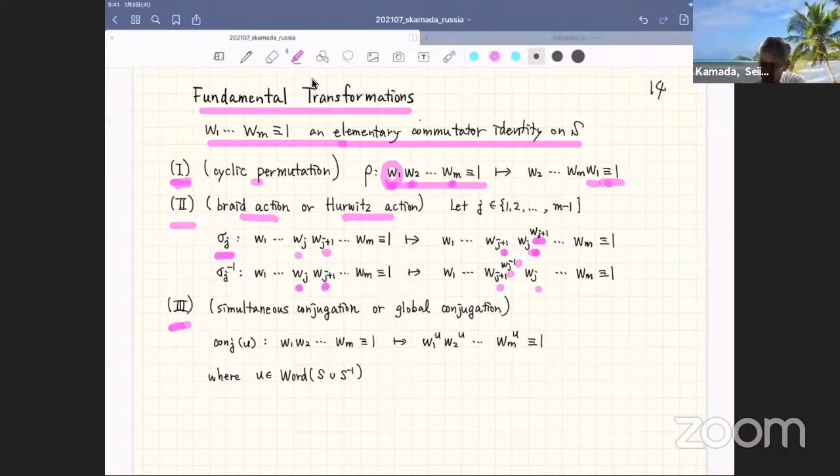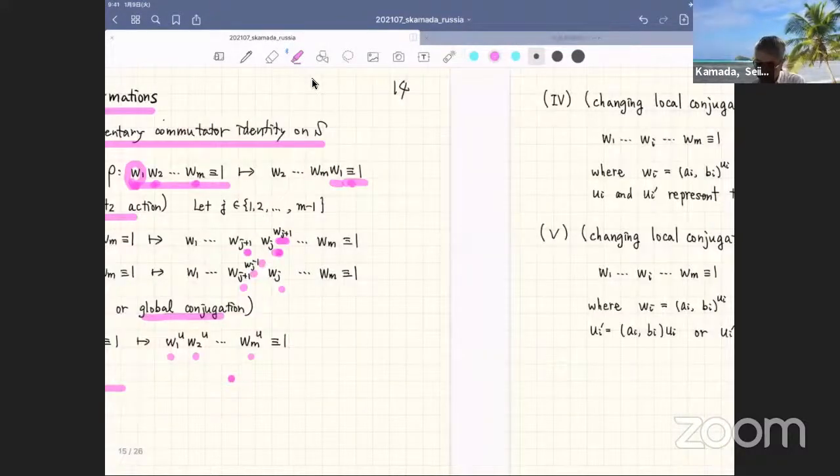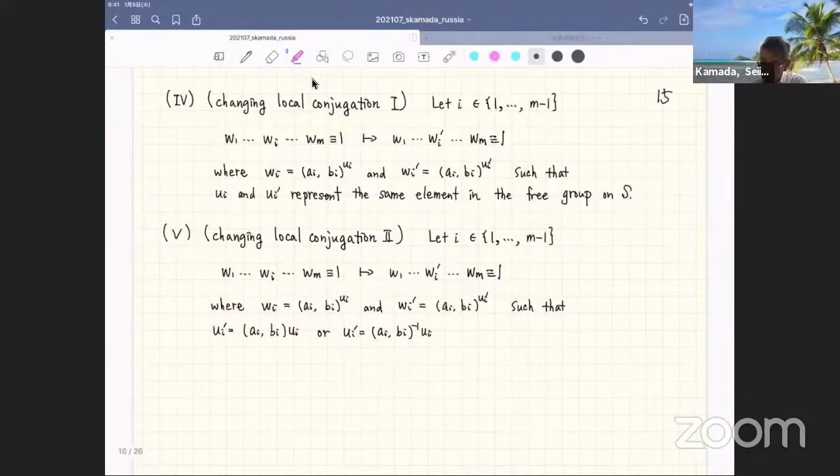And the simultaneous conjugation, or global conjugation. So we take an element U and conjugate by U, which means each commutator is conjugated by U simultaneously. That corresponds to a base point change. And there is also changing local conjugation.